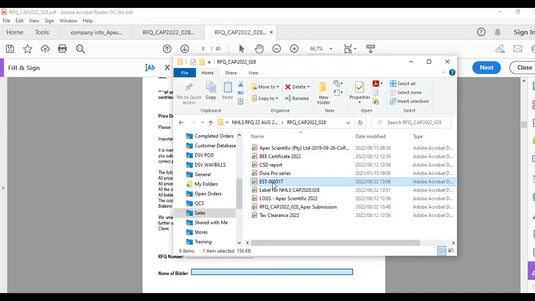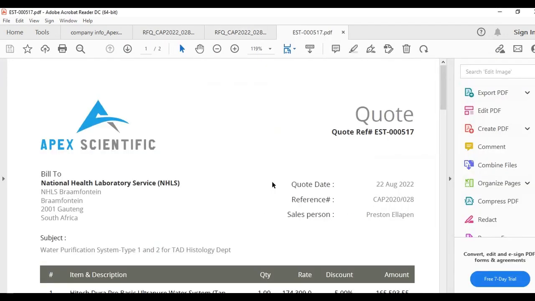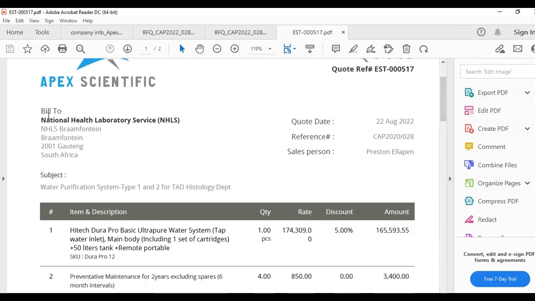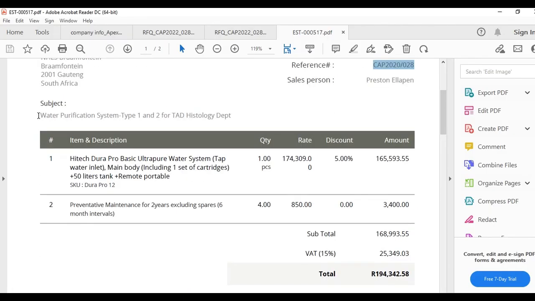This quotation will be done after you check the specifications, then you'll quote on the necessary product. So you'll do a quote on the Zoho Books or Zoho CRM system. It will be billed to NHLS. The quote reference number, you make sure you put the RFQ number that this is referring to. You put the date, you put the expiration date for when the quote is valid for. The subject will be whatever equipment is required. This was copied straight from the RFQ document. And then you see the actual product that we've quoted on.